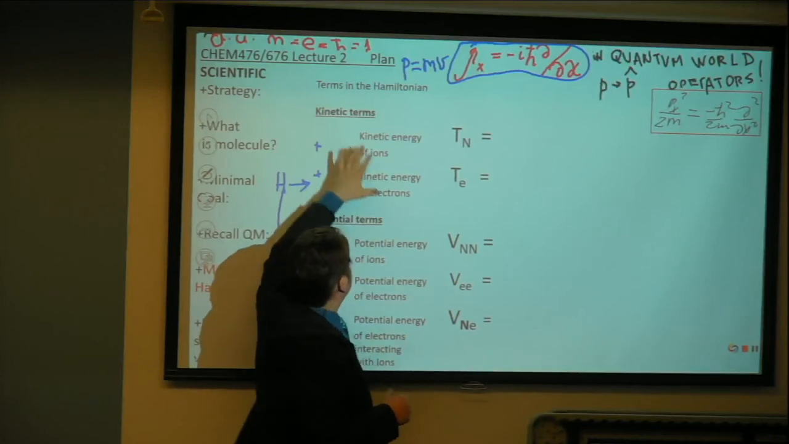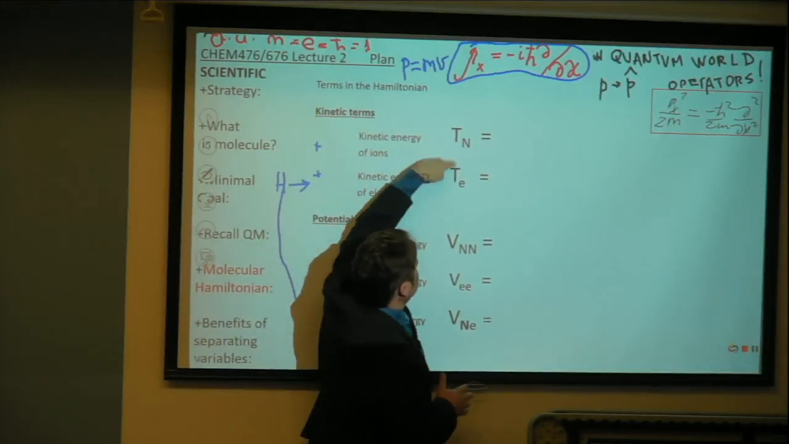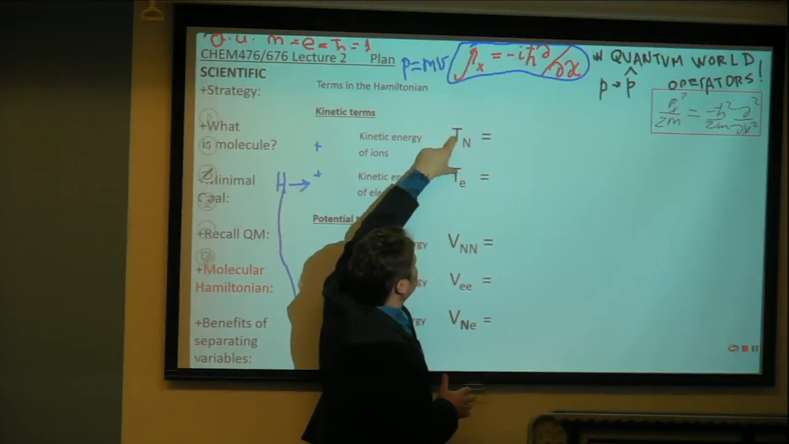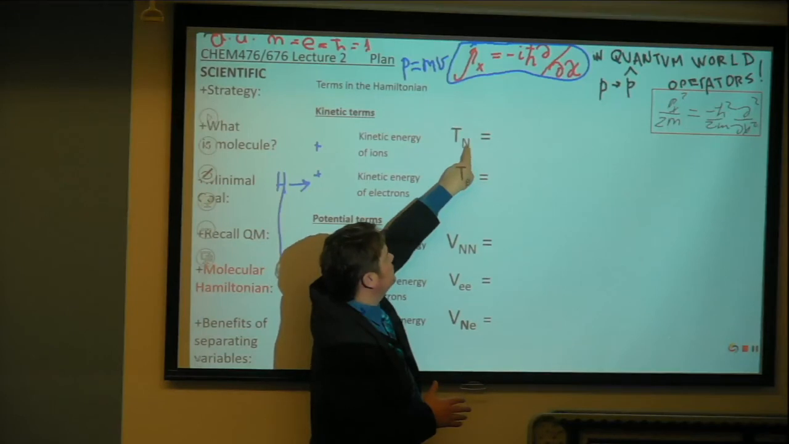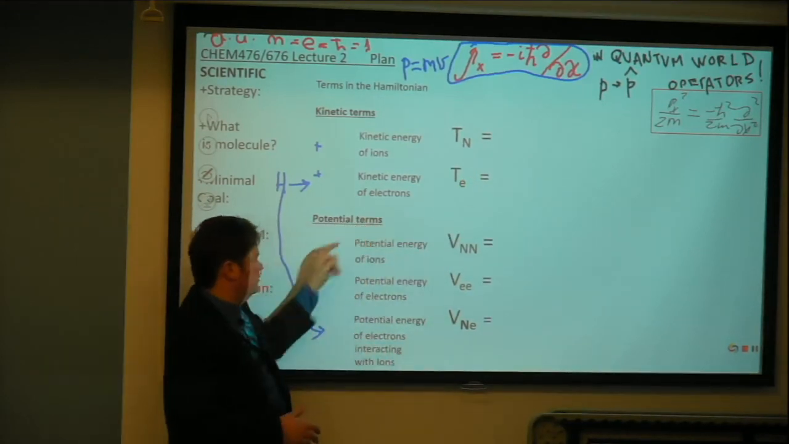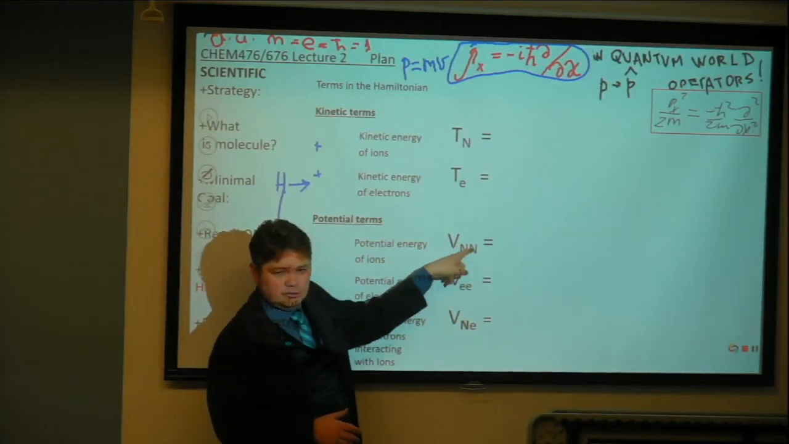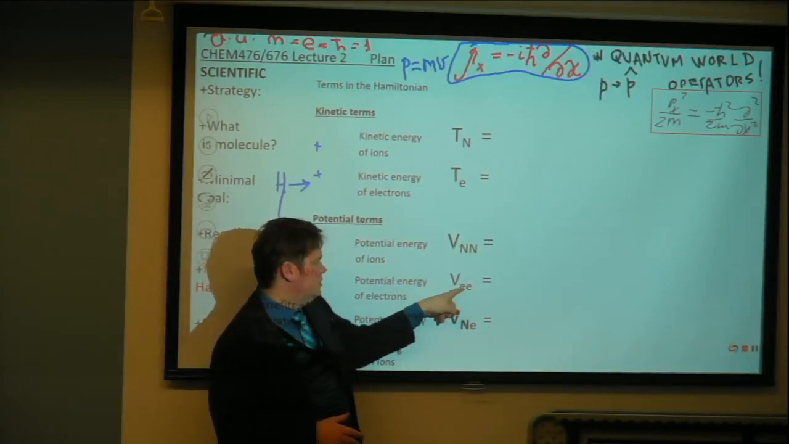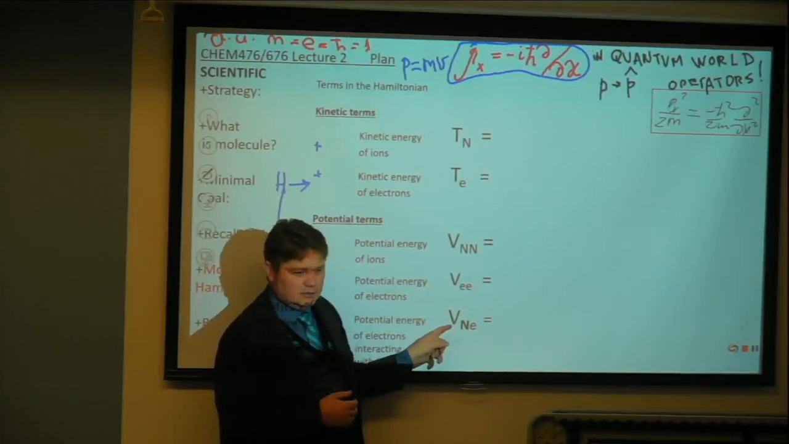So there will be two groups for kinetic terms, N for nucleus, E for electrons. And then there will be potential terms: N for interaction of nucleus to nucleus, E for interaction of electron to electron, and Ne for nucleus to electron.